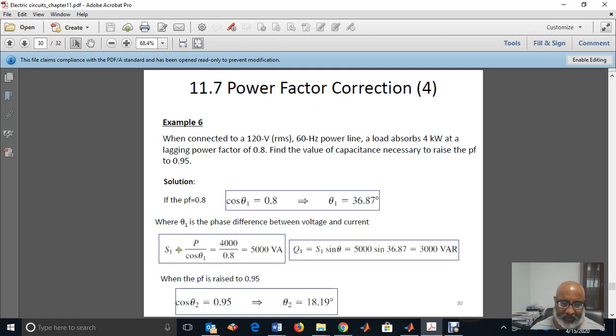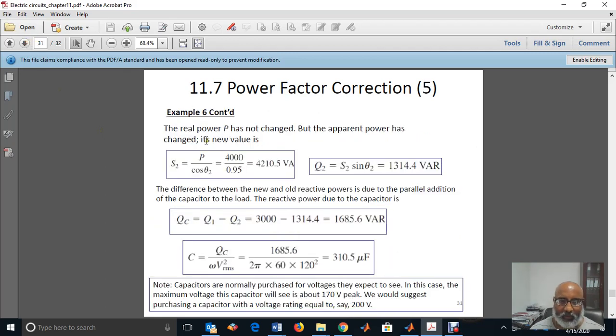And the original apparent power S1: cos theta 1 is P over S1, so S1 is P over cos theta 1. The original apparent power is 5000 volt ampere. Q1, the original Q1, is S1 sin theta 1, which is 3000 volt ampere reactive. Cos theta 2, now after power factor correction, is 0.95. So theta 2 is 18.9 degrees, smaller than theta 1, remember.